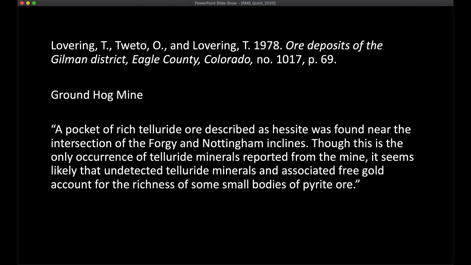In the 1978 report on the geology of the Gilman district in Colorado, which contains the Groundhog Mine, Lovering et al. note that occasionally pockets rich in telluride ore were found in the area. The authors go so far as to suggest that even though only one such pocket was reported in the Groundhog Mine, perhaps there were other, quote, "undetected telluride minerals," which would better account for the concentration of gold in the deposit. Given the almost singular uniqueness and exceptional nature of wire gold specimens from the Groundhog Mine, we expect that its substrate is likely a very uncommon mineral.